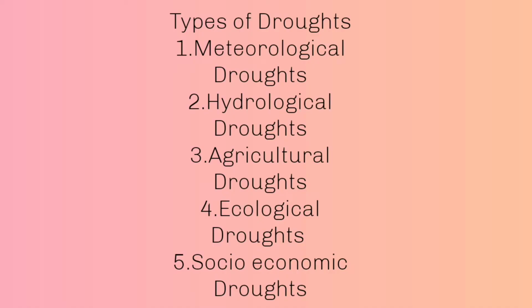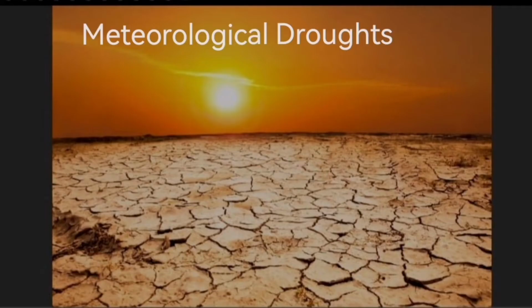Now, let's know some types of droughts. There are totally 5 types of droughts. They are meteorological droughts, hydrological droughts, agricultural droughts, socio-economic drought, and ecological droughts. Number 1. Meteorological droughts. A meteorological drought is a type of drought that occurs when rainfall is less than average over a significant period, often a month.